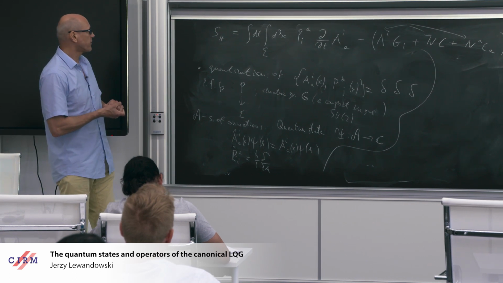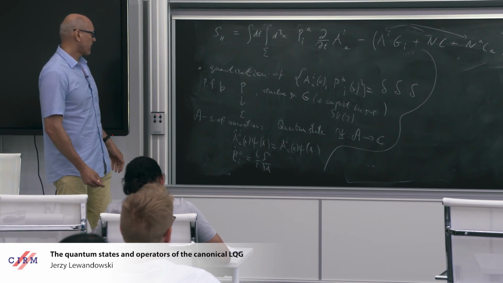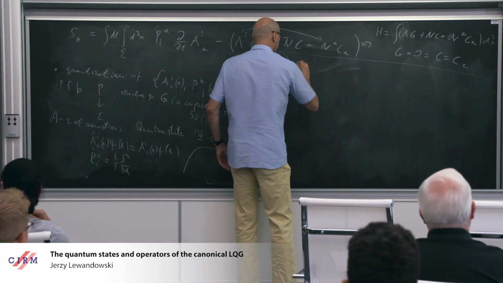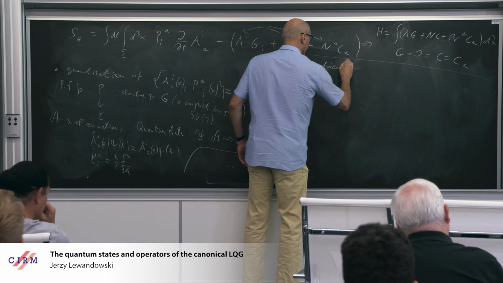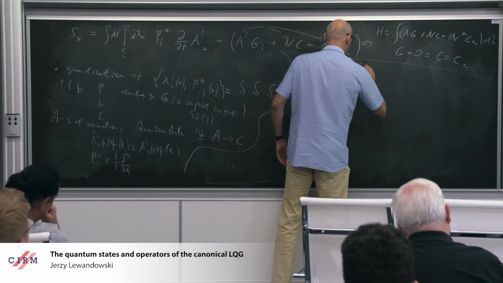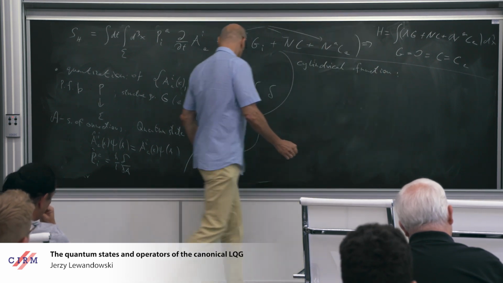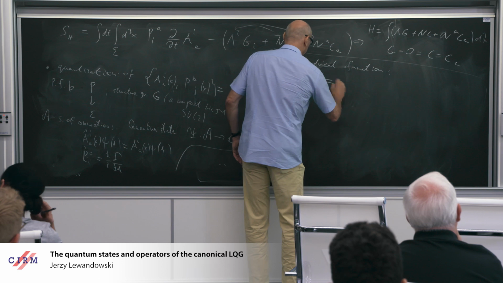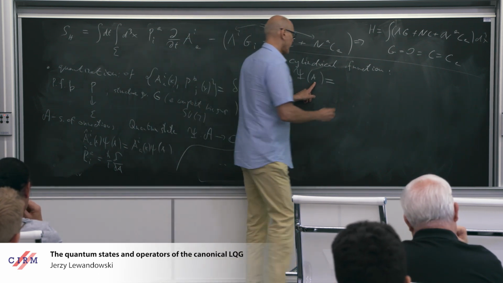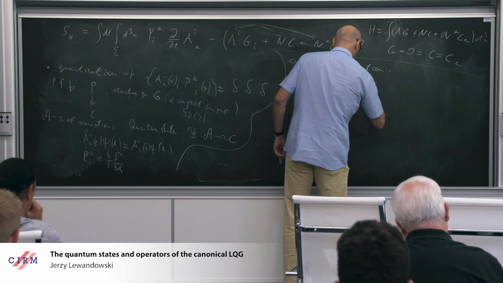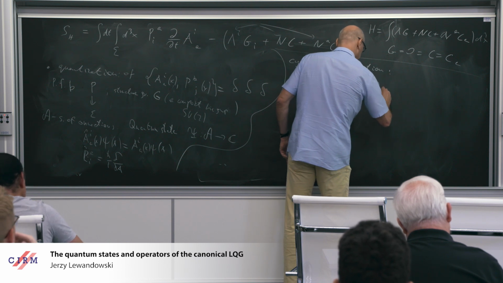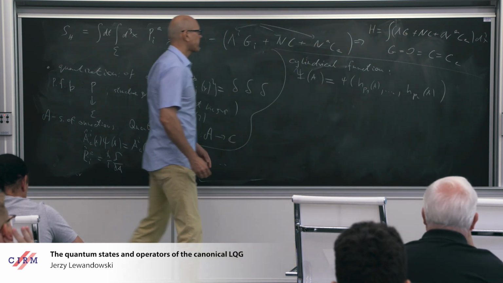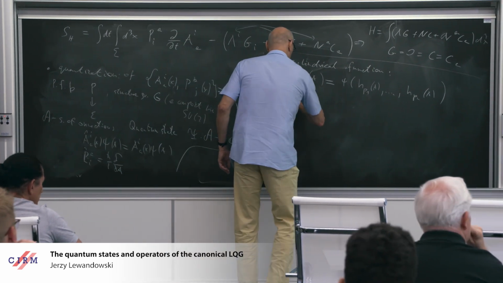So Smolin and Rovelli introduced those loop variables, and the mathematical formulation of that idea was to consider cylindrical functions. So we introduce a notion of cylindrical function. We say that psi is a cylindrical function if the value psi assigns to any connection is given by holonomy transports of this connection along a certain set of paths.